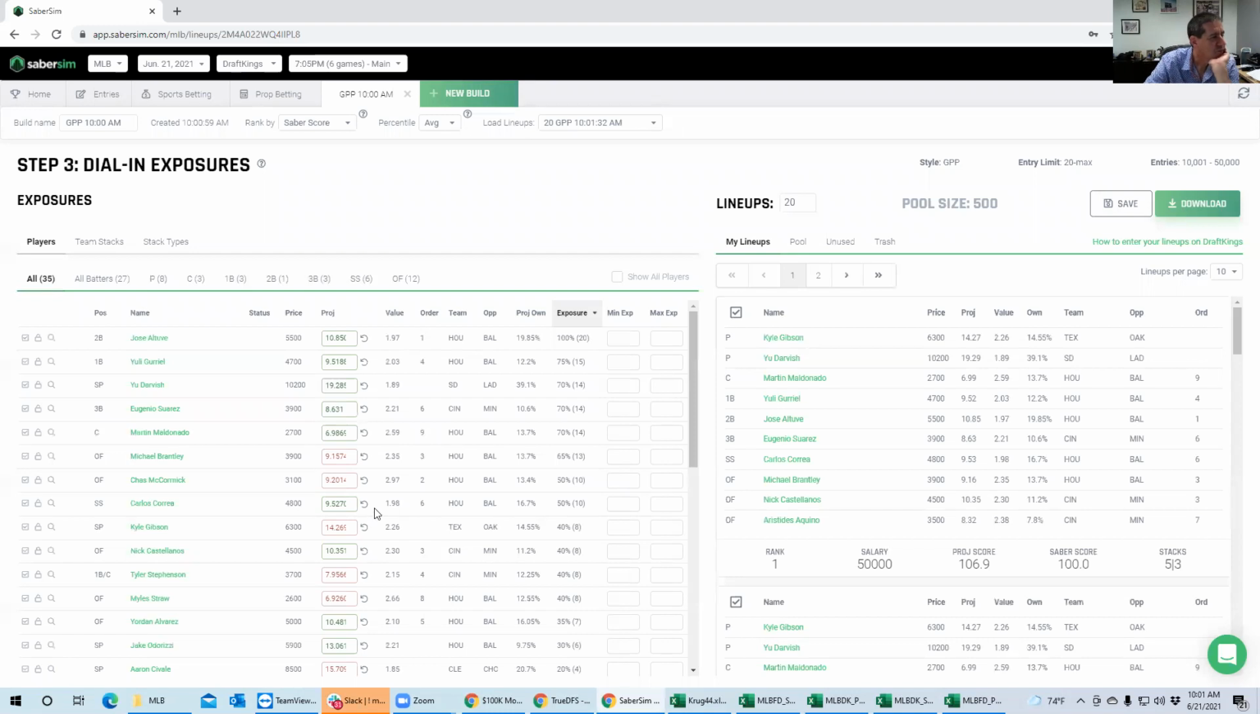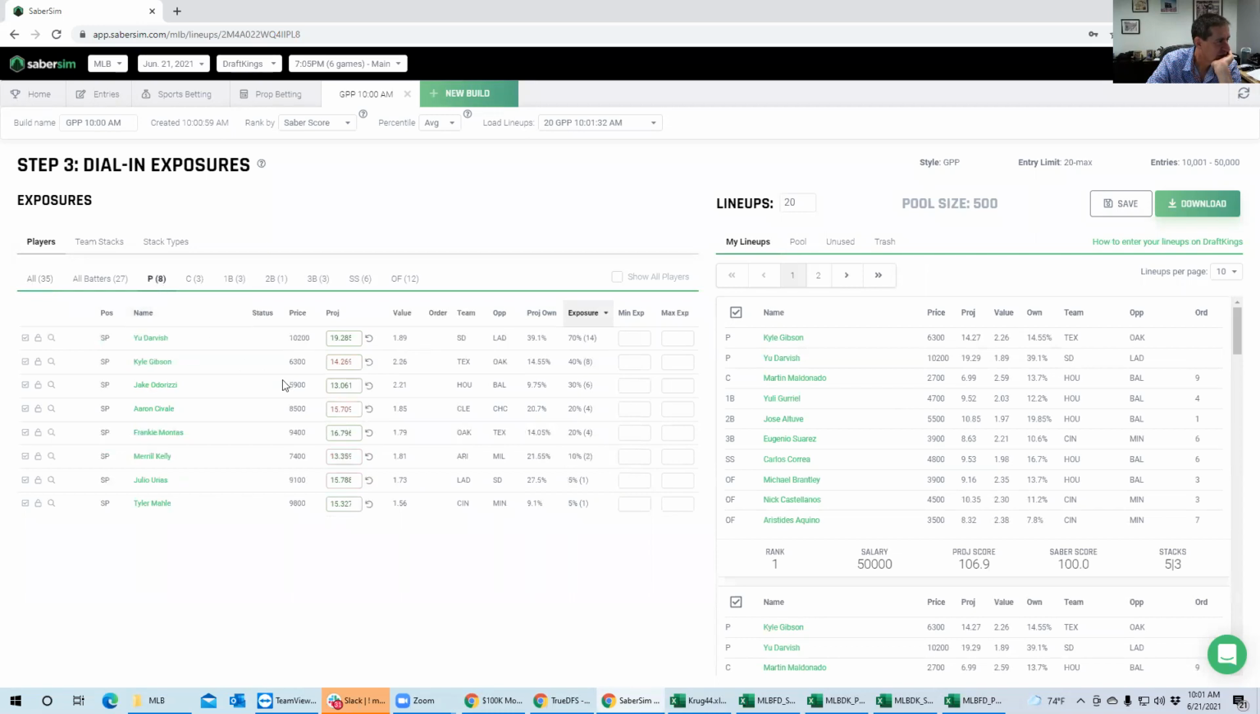So right now, here are the lineups. It built 500, but these are my top 20. Let's take a look and see how it apportioned the pitching, for example. Here, it gave me 70% Yu Darvish, 40% Gibson, 30% Odorizzi, then Savali, Montas. It spread it out a decent amount.